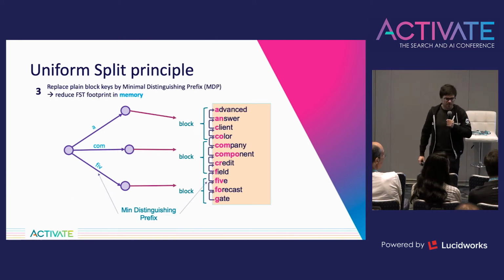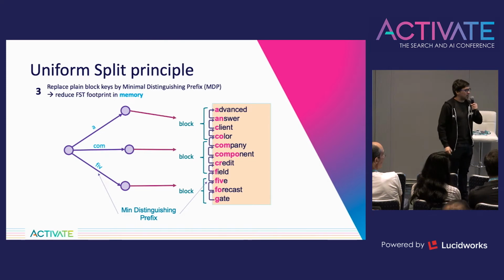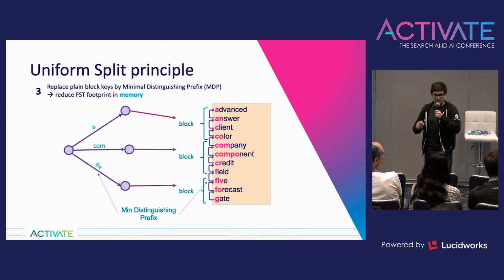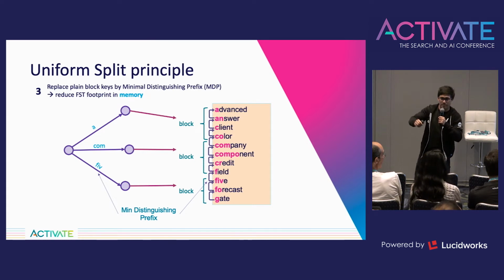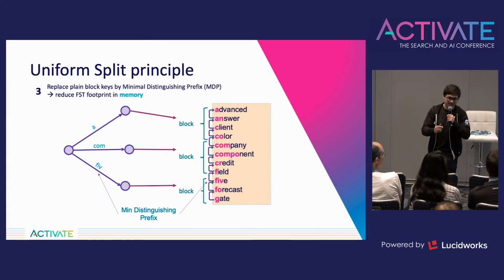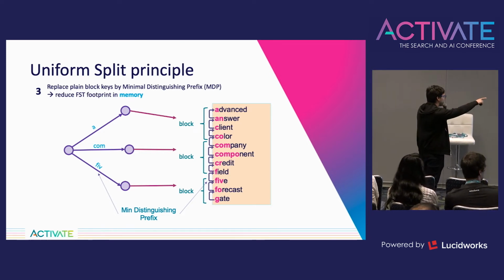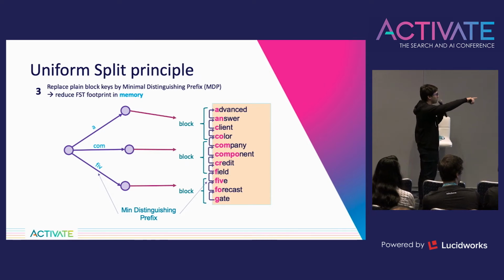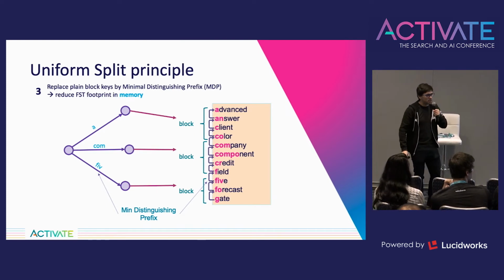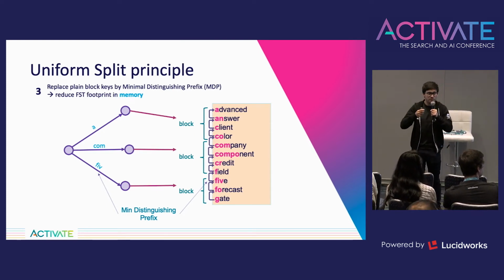So we realized that those block keys were quite long. And we said, oh, can we reduce their length? And the answer is yes. We realized that if you compare the last term of the previous block with a new block key, you get a minimal distinguishing prefix that allows us to have the same discriminative power, but with a lower cost. So here, as you see, we don't have to use the whole word company. We just have to compare the first three characters, and we have the same discriminative power.